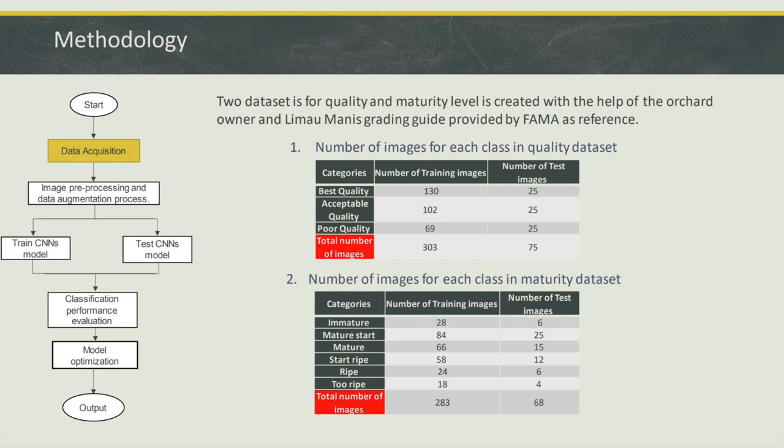The first step in the methodology is data acquisition. Two datasets for quality and maturity level were created with the help of the orchard owner and the limau manis grading guide provided by FAMA as reference. The quality dataset consists of three classes, which are the best quality, acceptable quality, and poor quality. The total number of images in the dataset is 303 for training and 70 for validation. On the other hand, the maturity dataset consists of six classes, which are immature, mature, start ripe, ripe, and too ripe. The number of training and validation images for this dataset is 283 and 68 respectively.